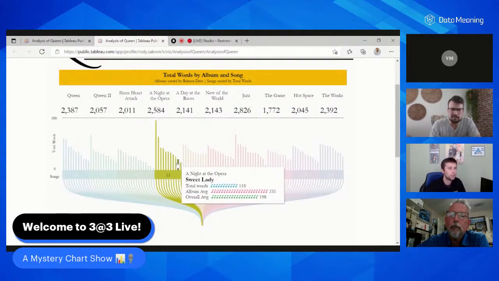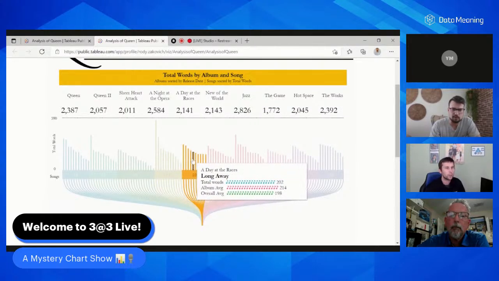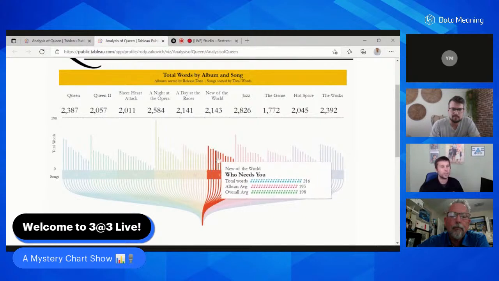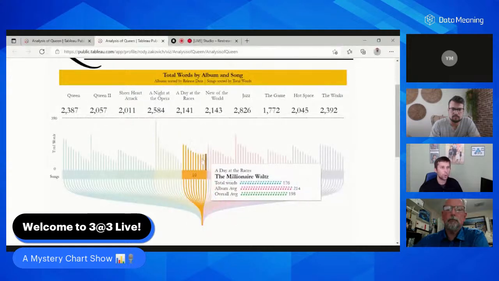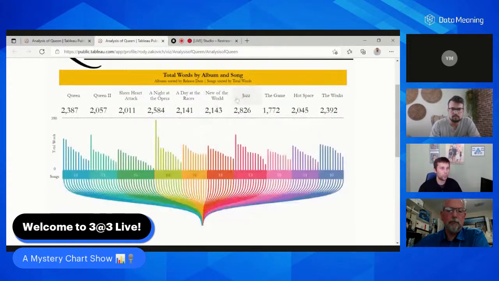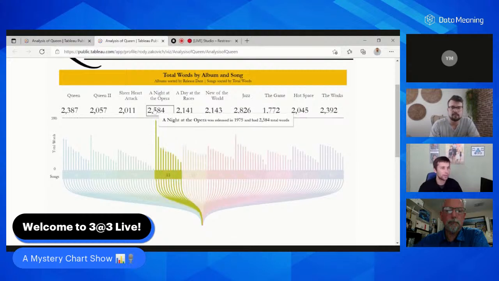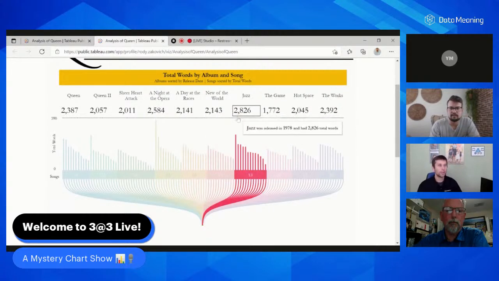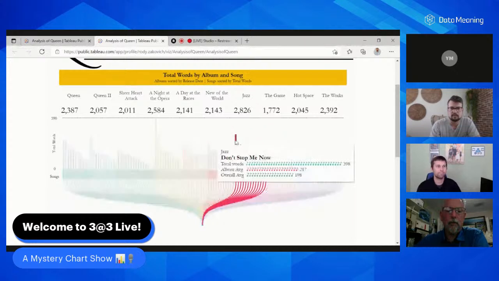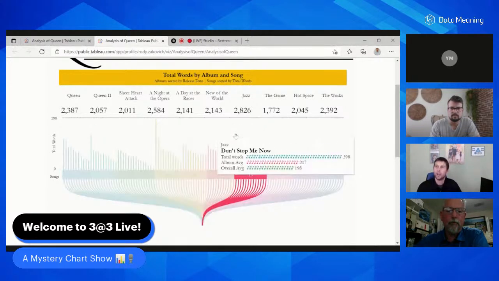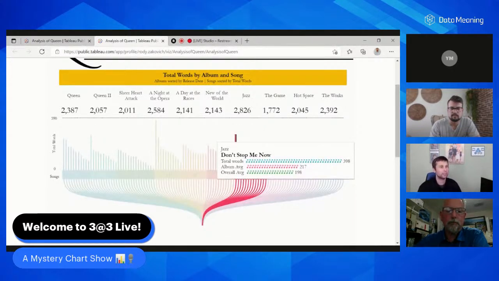Is there anything you guys would have done to make it better or bring more clarity to this? It was a little confusing, or just curious, like the Jazz album has more words. It's the top album with 2,826 words. But it looks like A Night at the Opera would be more because of that huge spike at the front of that album. Yeah, with the 2,500. So maybe it would be helpful if that was colored by word count. I don't know how you'd do that, you've got enough colors in here as it is.